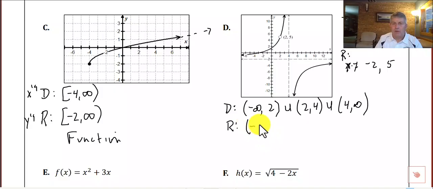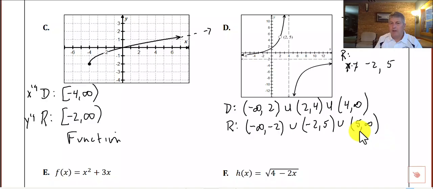Our range is going to go from negative infinity to -2, and that's going to be in union with -2 to 5, in union with 5 to positive infinity. So we use parentheses to show non-inclusive, and there's our domain and our range, and this too is a function.